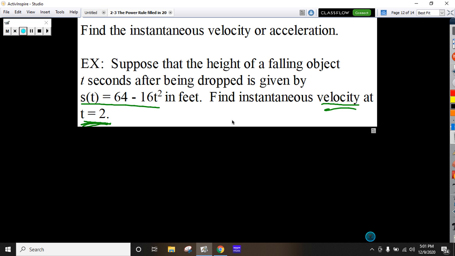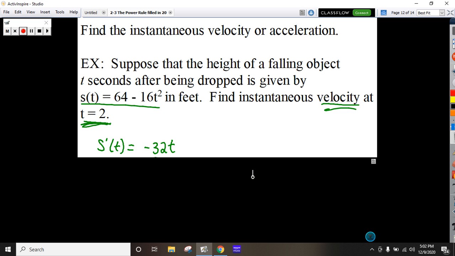And then since we want to find a specific velocity, once we find the derivative, plug the 2 in for our specific velocity. This one's not asking us to do anything with acceleration, so we just have to worry about velocity. So first thing we do, take the derivative of our position. The derivative of 64 is going to go away because it's a number. Take 2 times the negative 16, which is negative 32. Don't forget your negative. And then subtract 1 from our exponent, so our exponent is just 1. So there's our overall velocity for that entire function.